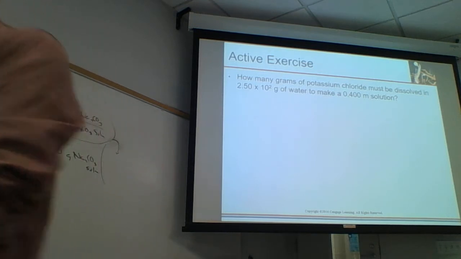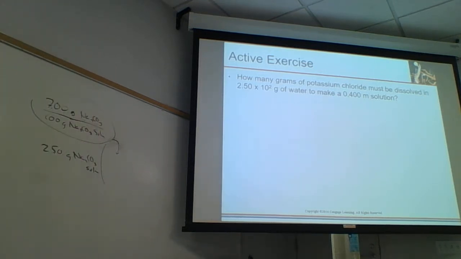And so, what is 0.400 molal? 0.400 molal is 0.400 moles of potassium chloride per kilogram of solvent, kilogram of water. So 0.400 molal KCl is equal to 0.400 moles of KCl per kilogram of water. It's not solution, it's only the solvent. And so it's weird. Well, that's okay because we're given the solvent, 250 grams of water.